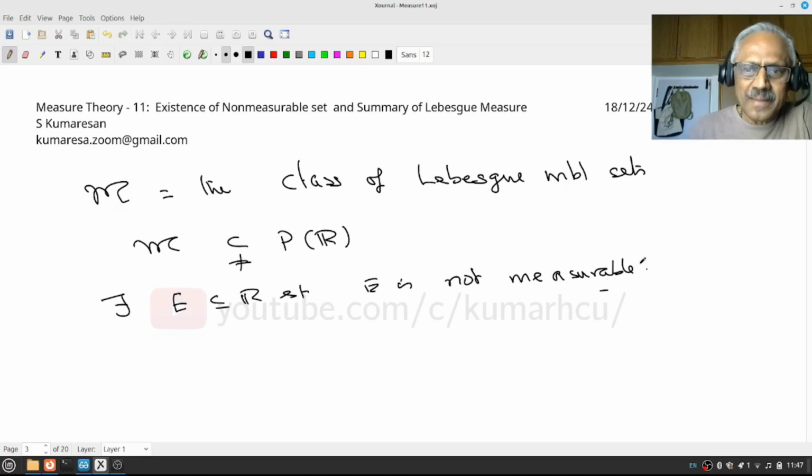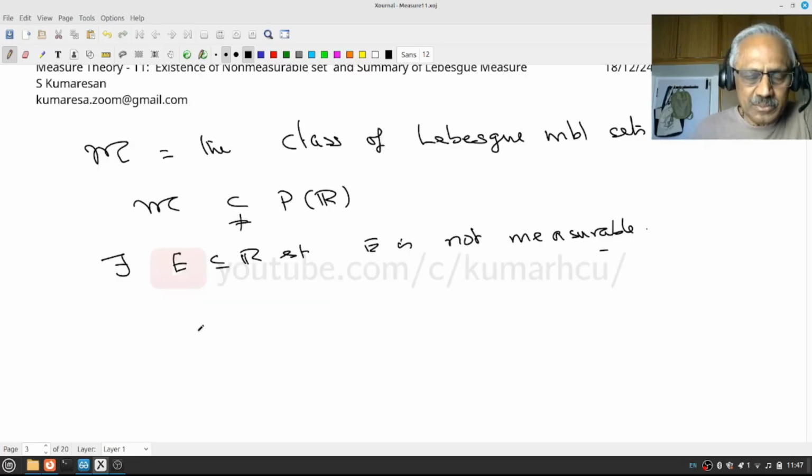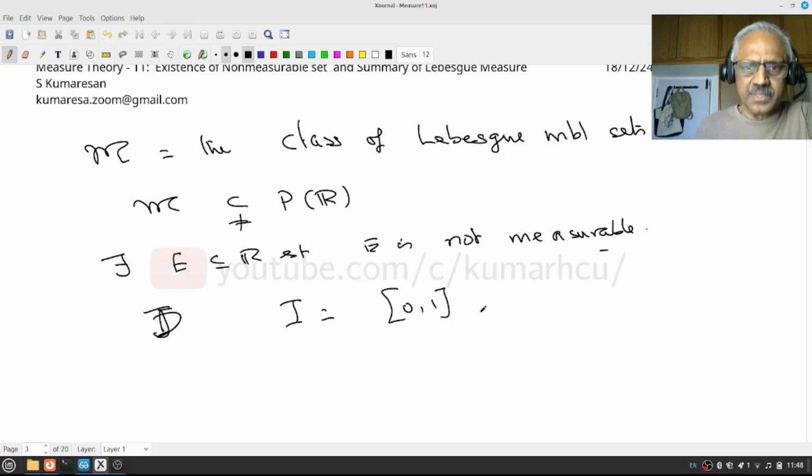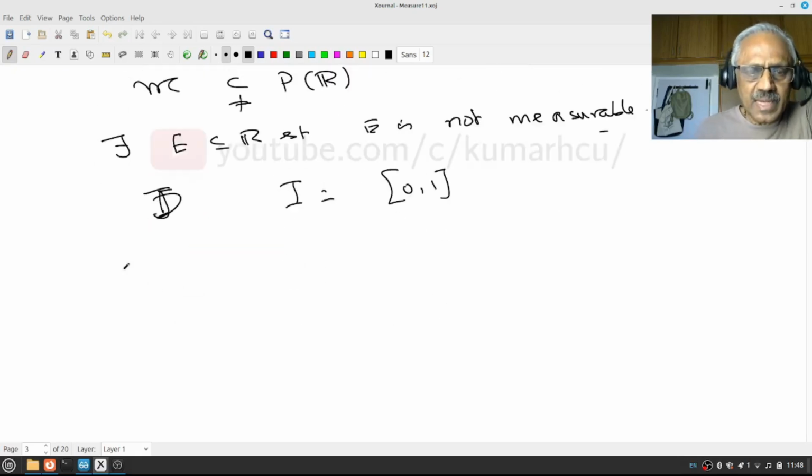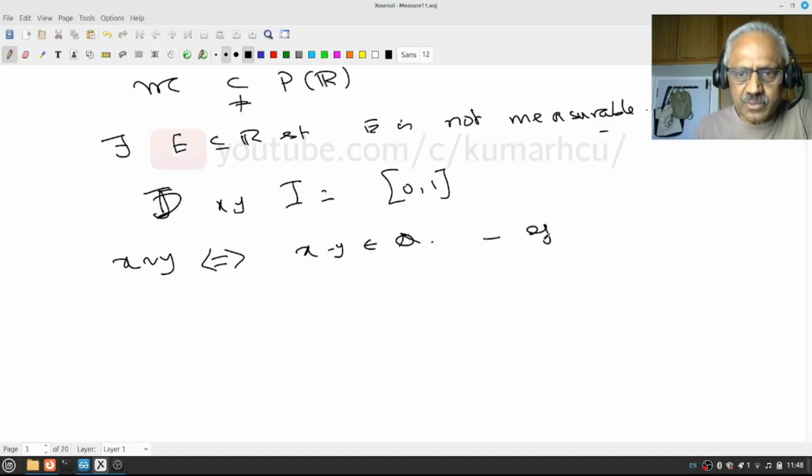Okay, right? The way we do that is very interesting. So let us look at, not E, this is not the E if you want, look at J or I. Okay, I equal to the usual unit interval, right? Then I want to define an equivalence relation. I say x is related to y if and only if x minus y is rational. Okay, it is very easy to check. This is an equivalence relation.